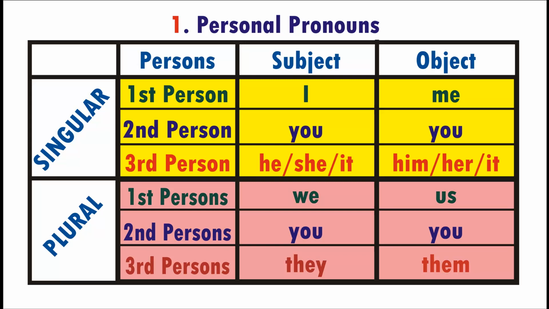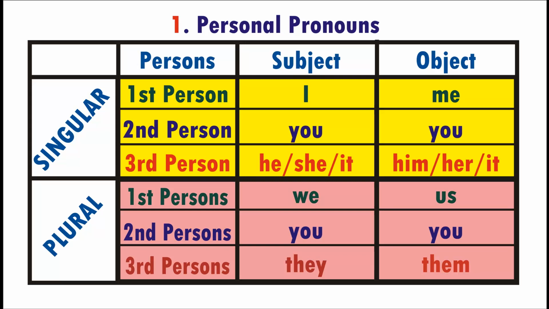The second person is the person whom you are talking to, so it is you, subject form, and you, object form. The third person, if it's male, we say he in the singular form. If it's female, we say she. And if it is a non-human, non-living thing, we say it. In the object form, he becomes him, she becomes her, and it remains it.